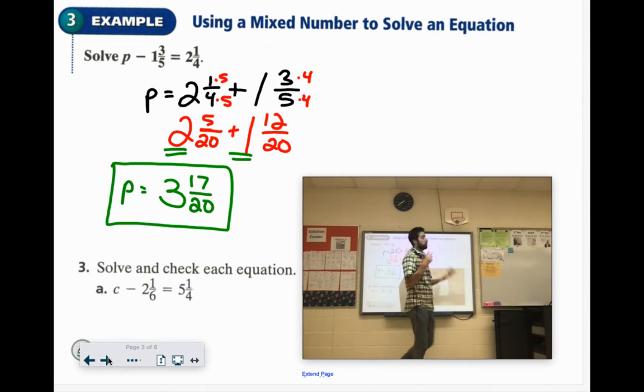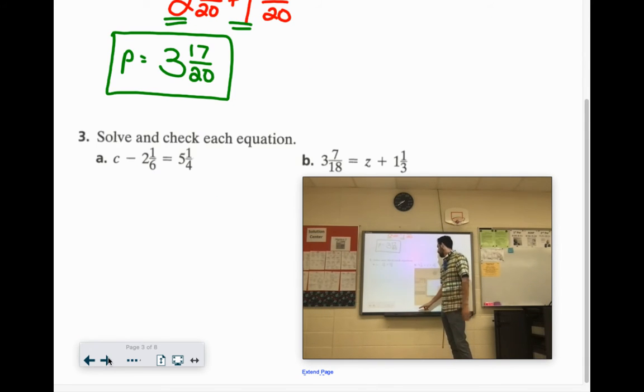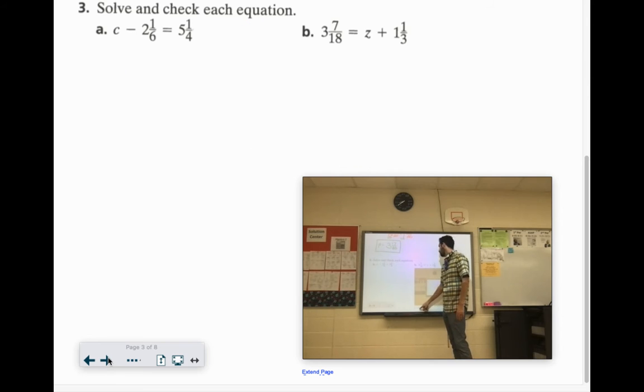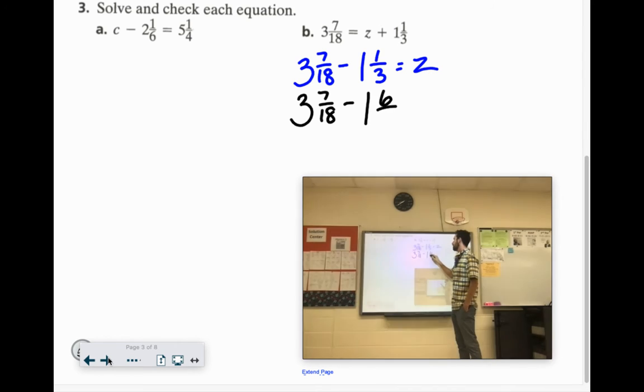So again, just do the inverse operation to cancel stuff out. So we just got rid of minus. Let's see if there's one. There we go. We'll do B here. We have to get rid of plus 1 and 1/3, so we're going to subtract it. So we're doing 3 and 7/18 minus 1 and 1/3 for Z. Now, the same denominator could be 18, which is nice because we don't have to change the first one. 1 and 6/18.